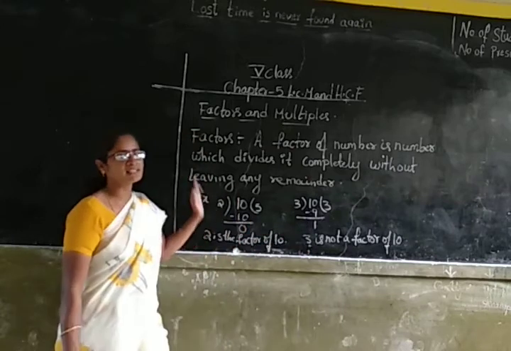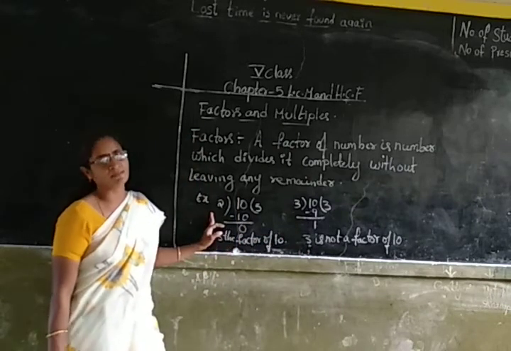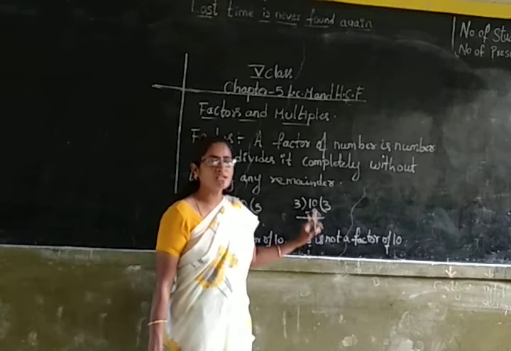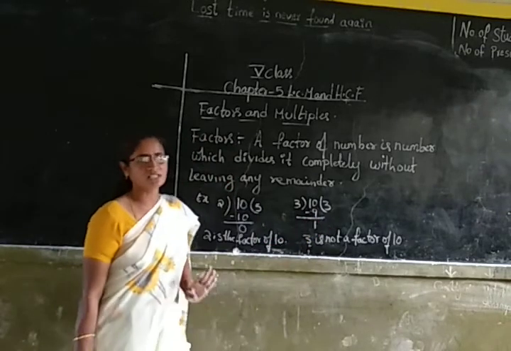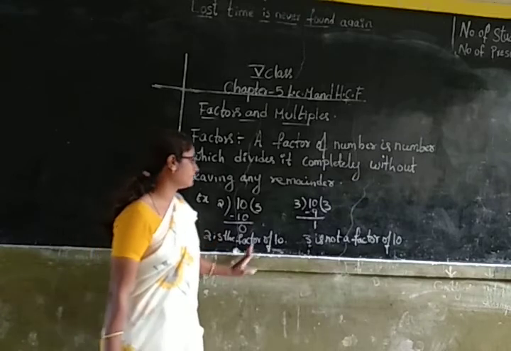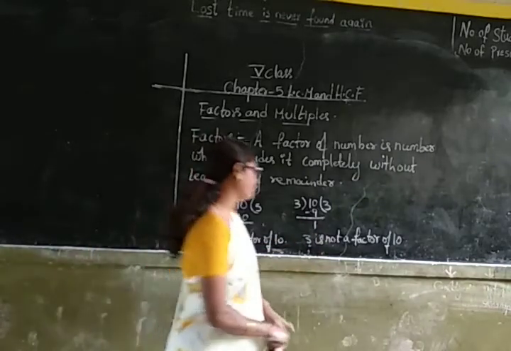So if a number divides the other number with a zero remainder, then the number is called a factor. And if a number leaves a remainder when dividing the other number, then it is not a factor. Did you understand, children? So 2 is the factor of 10 and 3 is not the factor of 10.